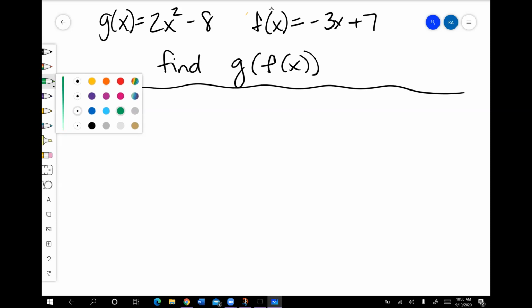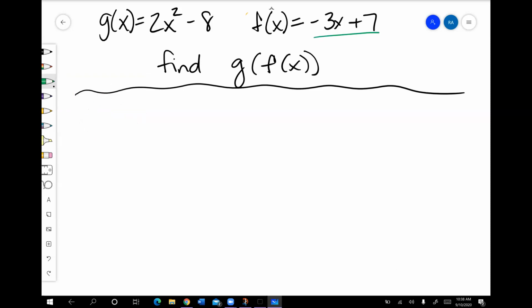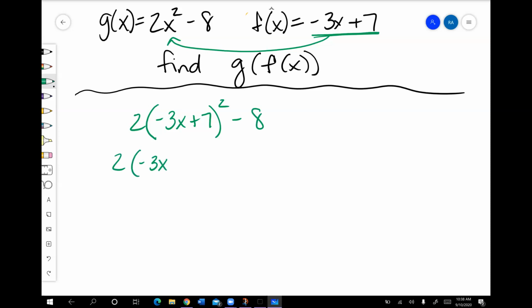Okay, so this is where I'm going to take the f of x function and I'm going to substitute it into the g of x function. I'm replacing that x with negative 3x plus 7. Okay, so I've got 2 times negative 3x plus 7 squared and then the minus 8. That squared means that there are 2 of those parentheses.